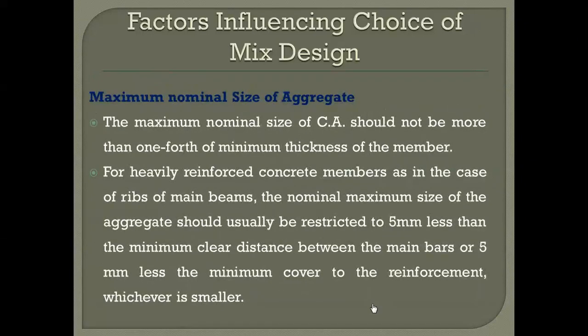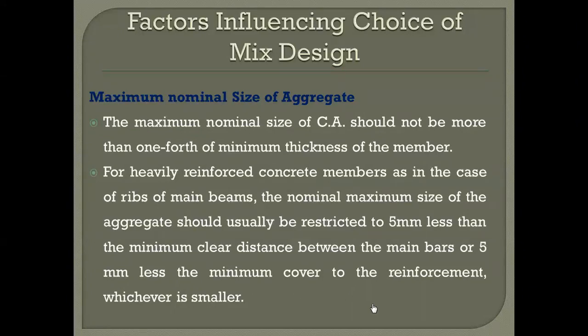Next, maximum nominal size of aggregate. As you all know, the higher the size of the aggregates, the better will be the workability. But as already told, we cannot use any size for the concrete. We have certain IS codal provisions. The maximum nominal size of coarse aggregate should not be more than one fourth of the minimum thickness of the member. So if the thickness of the member is say 150 for the slab, one fourth of 150 we can use as the maximum nominal size.